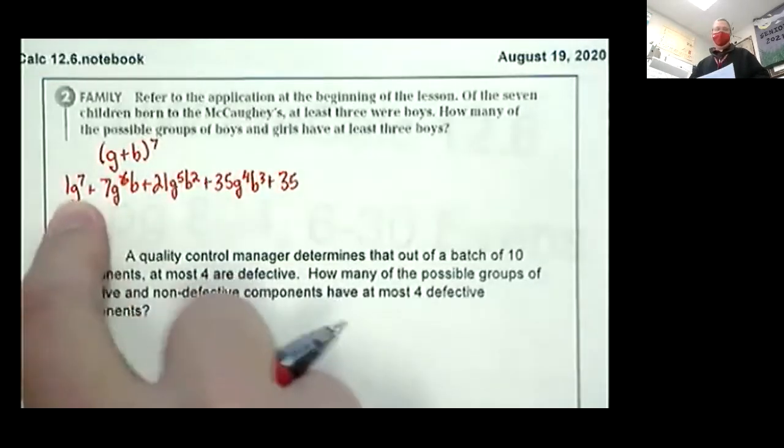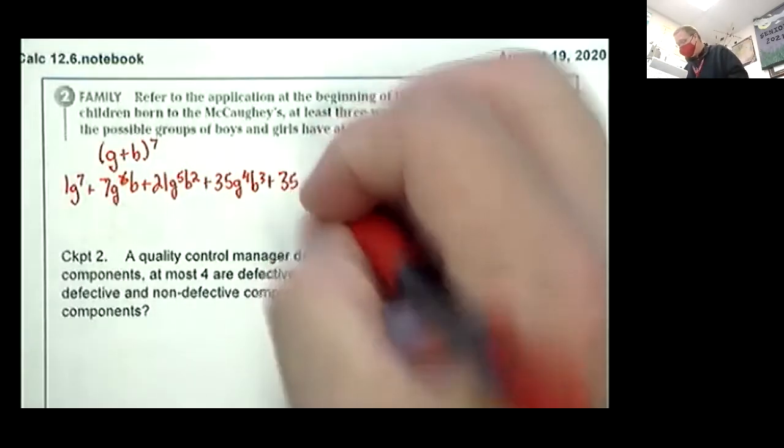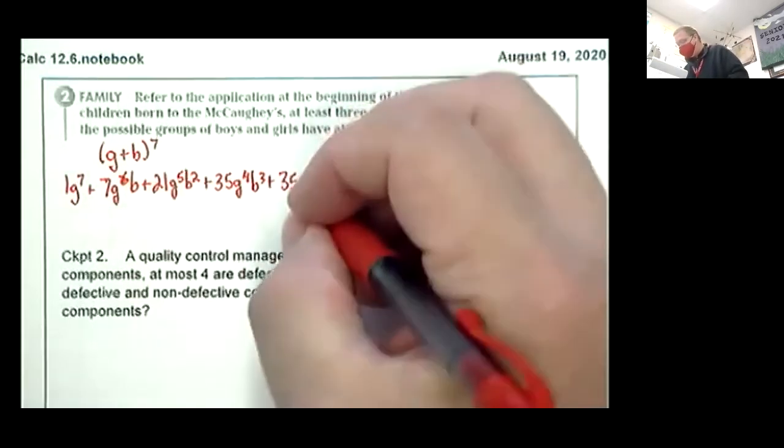If you have all 7 girls, there's only one way to get all 7 girls. They're all girls. There's 7 ways to get 6 girls and 1 boy, because a boy could be 1st, 2nd, 3rd, 4th, 5th, 6th, or 7th. So we're looking at all the different ways that they could be in birth order.